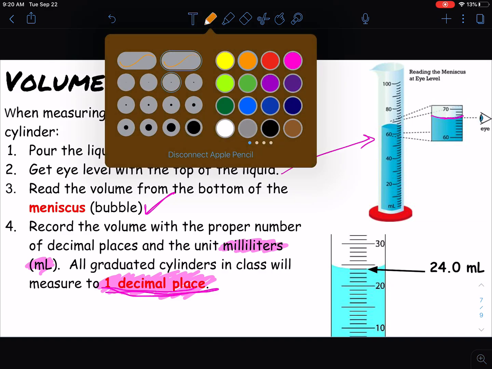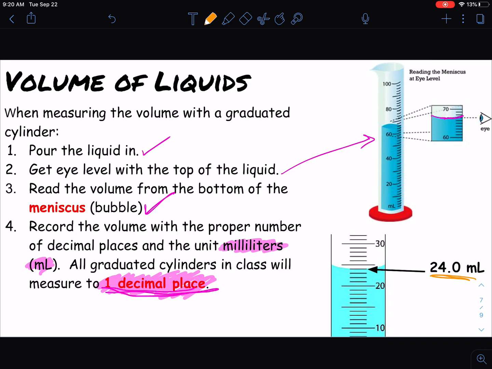So when we look at the example over here to the side, it is 24.0 milliliters. That's at the bottom of the bubble here. If you would read from the top of the bubble, it's at 25 milliliters. We don't want to read from the top of the bubble. We want to read from the bottom of the bubble. So we're going with 24.0 milliliters, because right now when we look at it, it is dead on that line. If it fell in between, now we would have to guess a little, just like we would for the meter sticks or the triple beam balances.